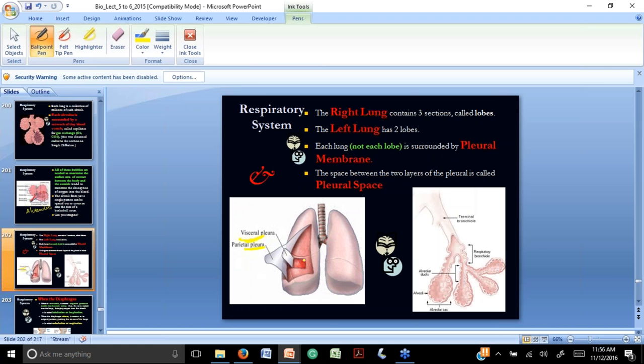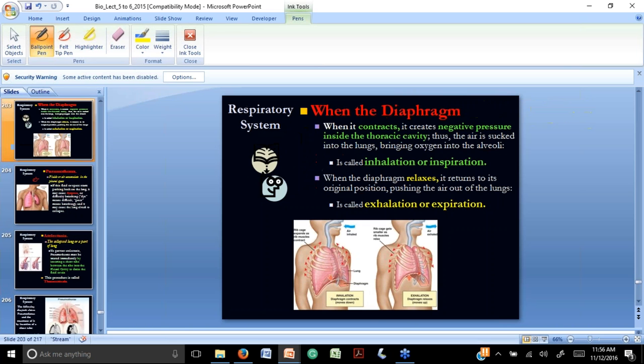This is the parenchyma. Parenchyma, remember, is tissue, right? We talk about parenchyma tissue. Parenchyma is the same as saying tissue. Okay, so that is about the pleura.